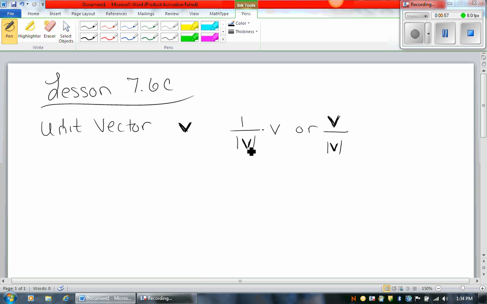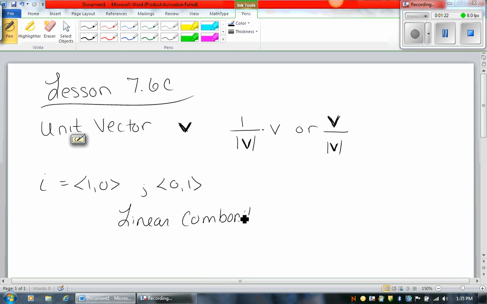All right, so although unit vectors can have any direction, the unit vectors parallel to the x and y axis are particularly useful, okay? We can define them as vector i being 1, 0, and j being 0, 1. Any vector can be expressed as what's called a linear combination of vectors i and j.